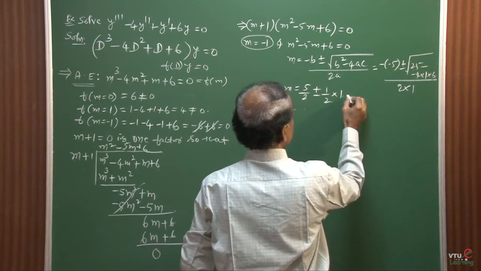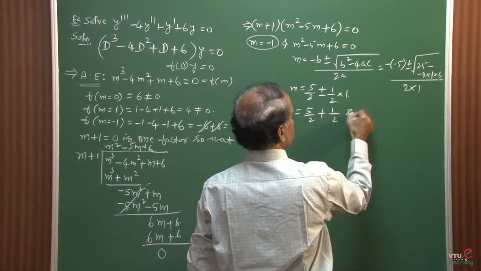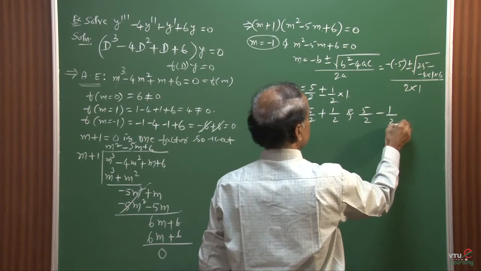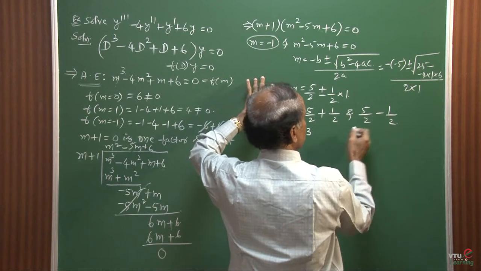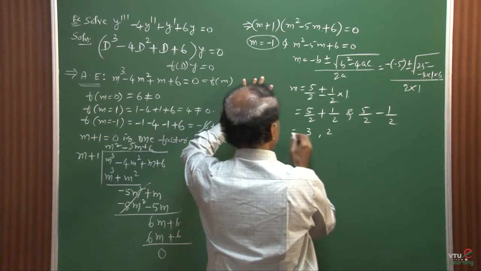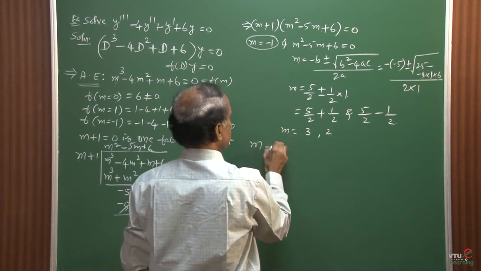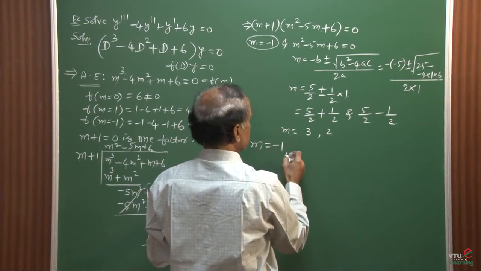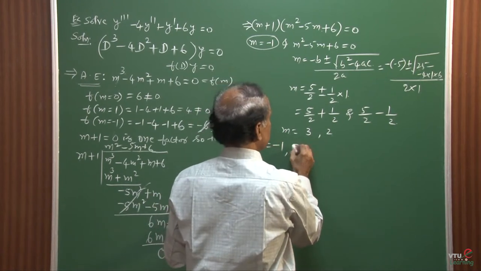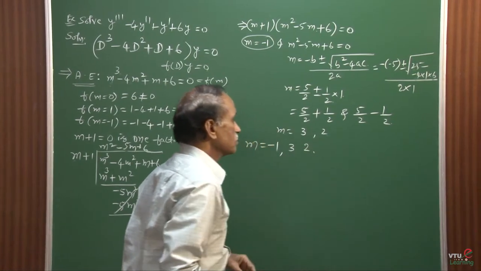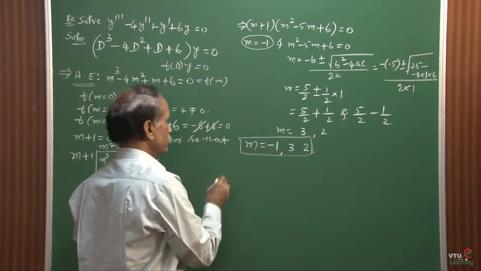Therefore, 5 by 2 plus 1 by 2 and 5 by 2 minus 1 by 2, that gives us 6 by 2, which means 3, and 4 by 2, which means 2. Finally, you can take m equal to minus 1, m equal to 3, and m equal to 2. So these are the three numbers we are getting as roots of the auxiliary equation.